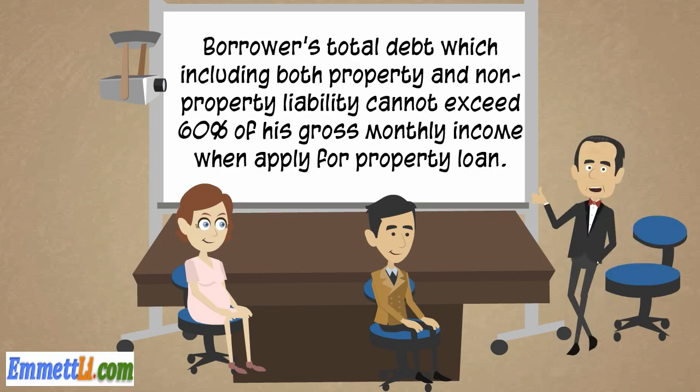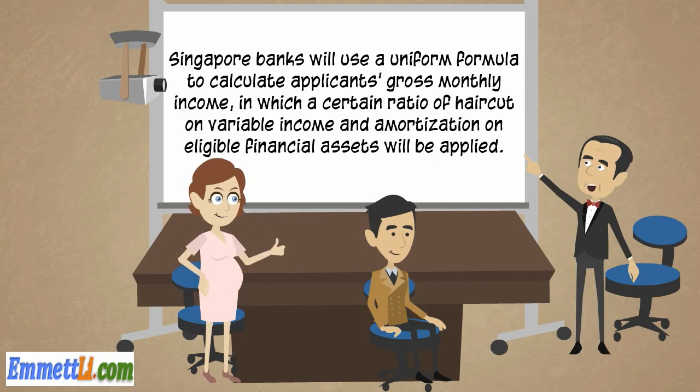TDSR stands for Total Debt Servicing Ratio. A borrower's total debt liability cannot exceed 60% of his gross monthly income when applying for a property loan. Banks will use a uniform formula to calculate applicants' gross monthly income, with a certain ratio of haircut on variable income and amortization on eligible financial assets.